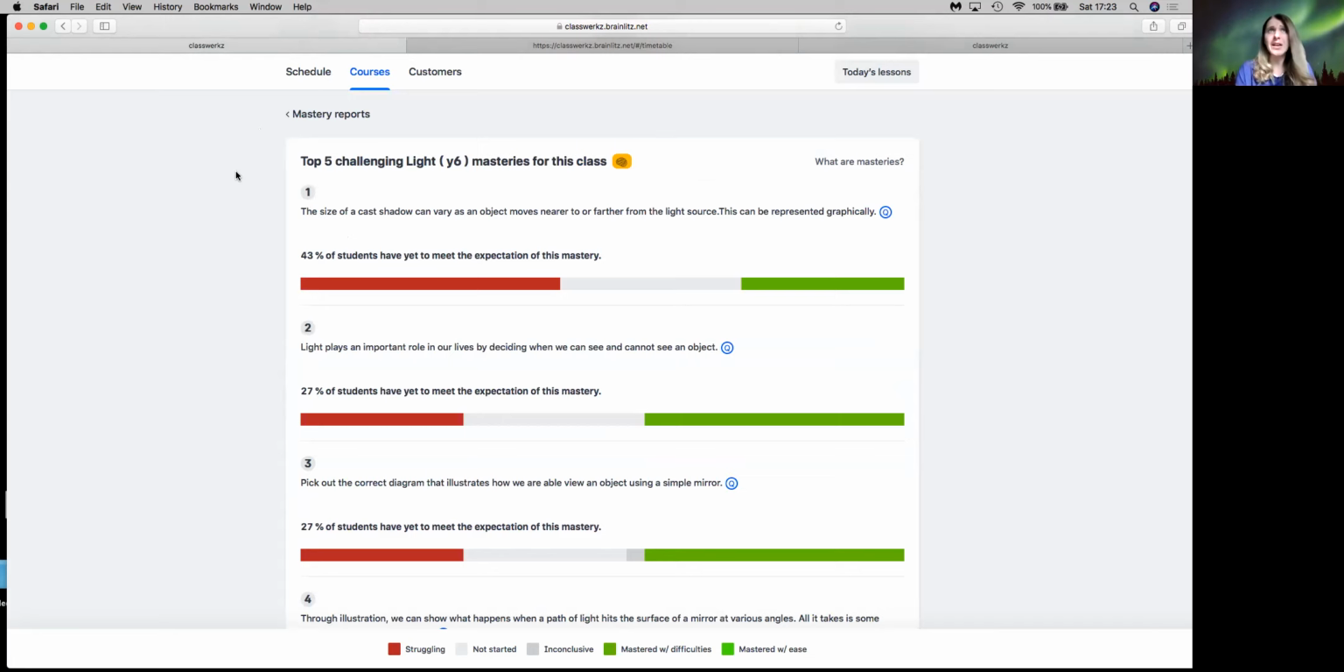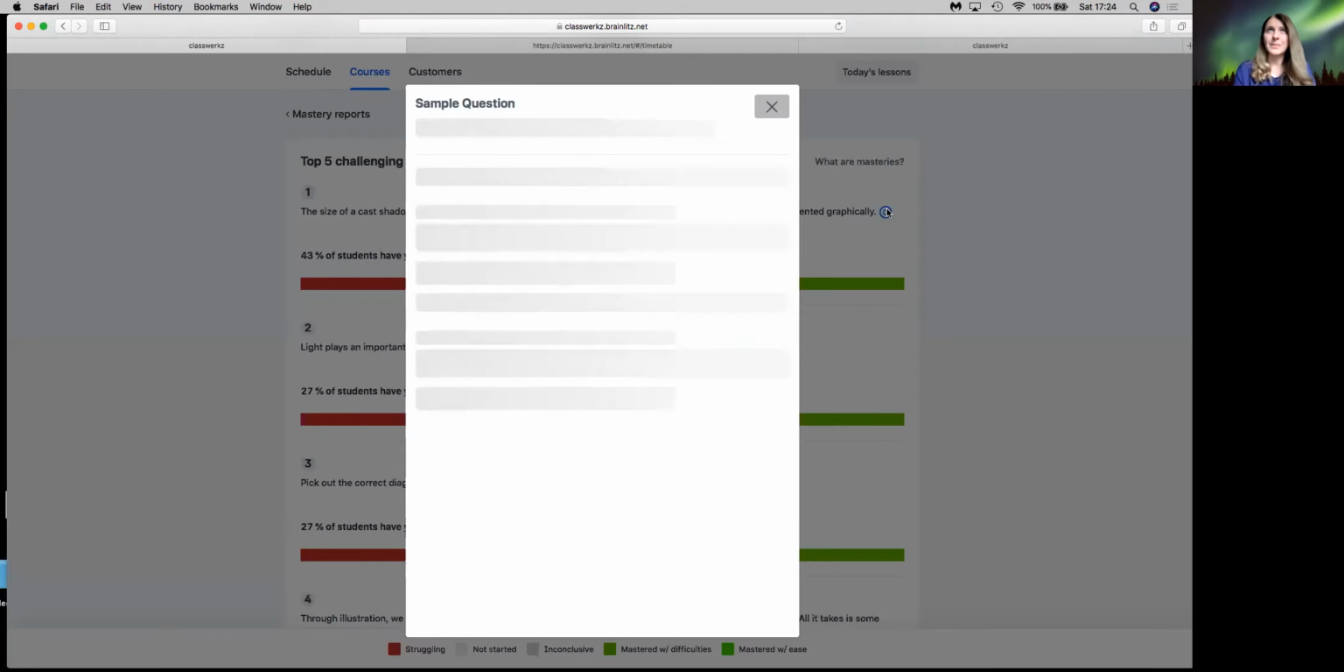And the size of a cast shadow can vary as an object moves nearer to or farther from the light source. And this can be represented graphically. So 43% of students have yet to meet the expectation of this mastery. Let's have a look at the question.